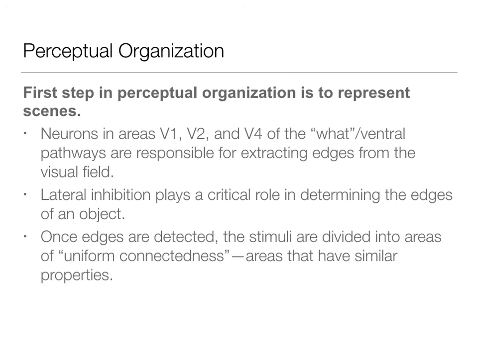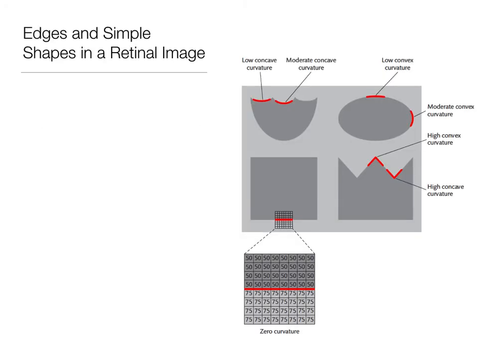Once your brain determines these edges are there, we have to divide them into areas of uniform connectedness. This is where your brain says, okay, these things seem pretty similar, so I think that they're part of the same thing. So again, lighting, color, all of these things have uniform properties regardless of what they are. And so our brain says, I think that these are part of one object.